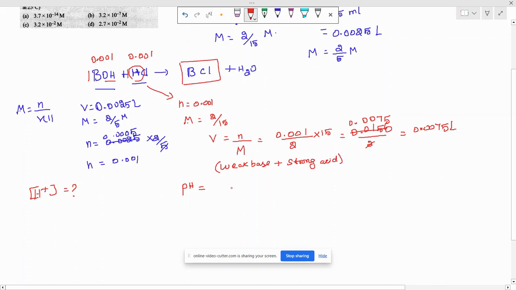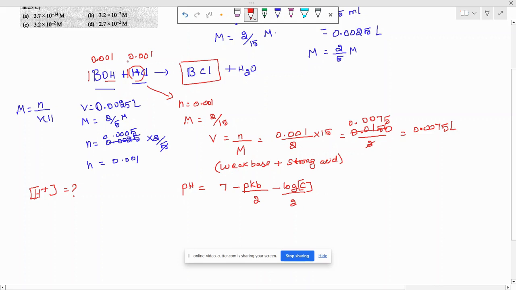Weak base and strong acid combination. That is very simple. 7 and weak base. This is weak base. So 7 minus pKb by 2 and then minus log C by 2. That's all. It's very simple. So log C means concentration of that salt.